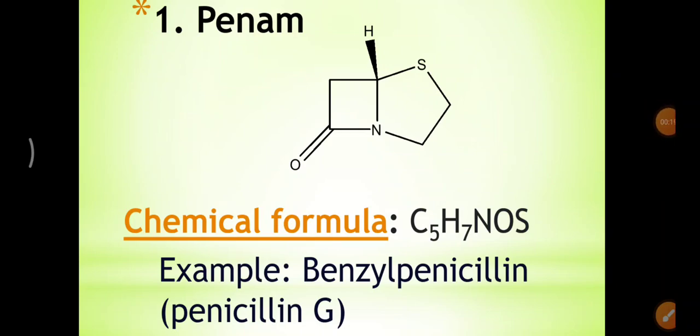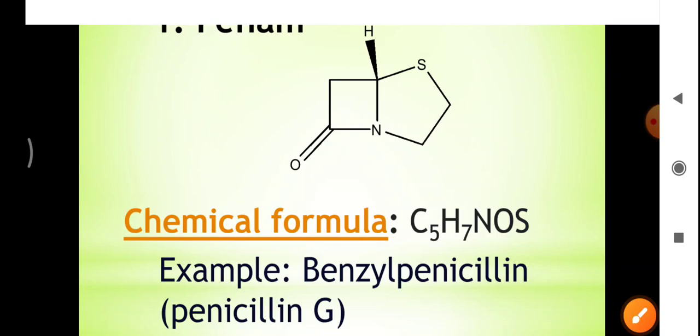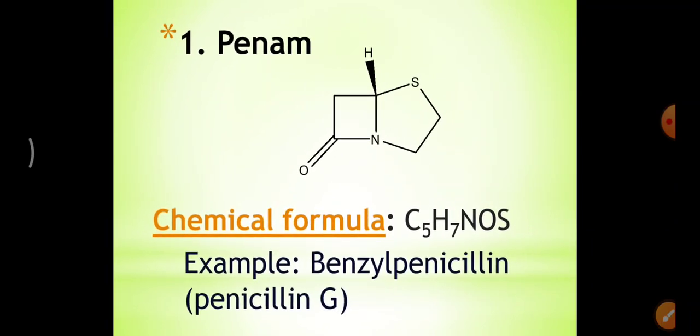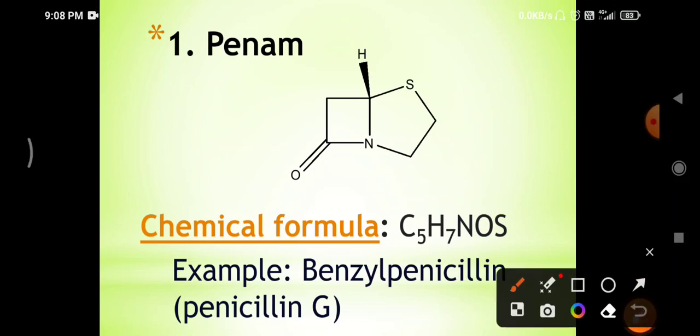Penam rings are bicyclic ring systems containing a 4-membered beta-lactam ring which is fused with a 5-membered thiazolidine ring. It is a saturated ring system that is present in the penicillin subclass of the beta-lactam family of antibiotics and related compounds. Examples include the benzyl penicillins, which are also known as penicillin G.